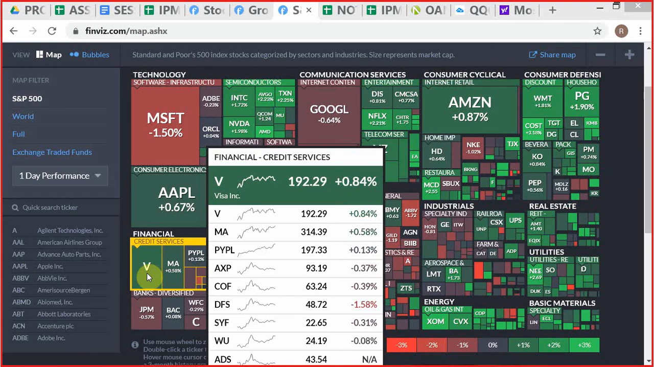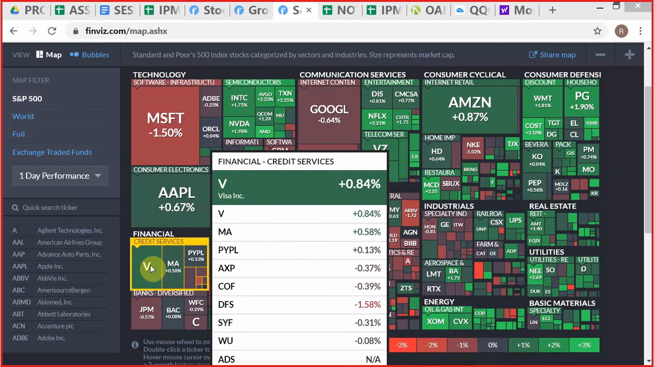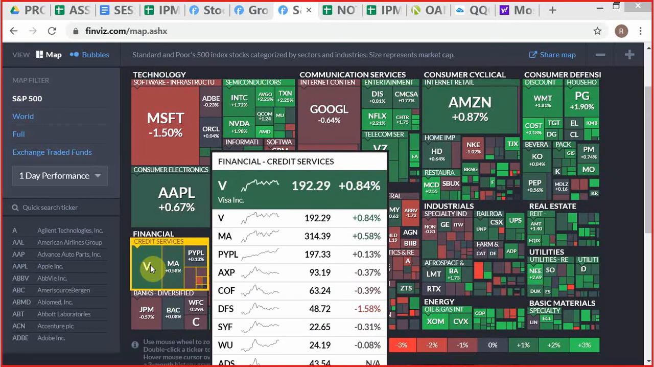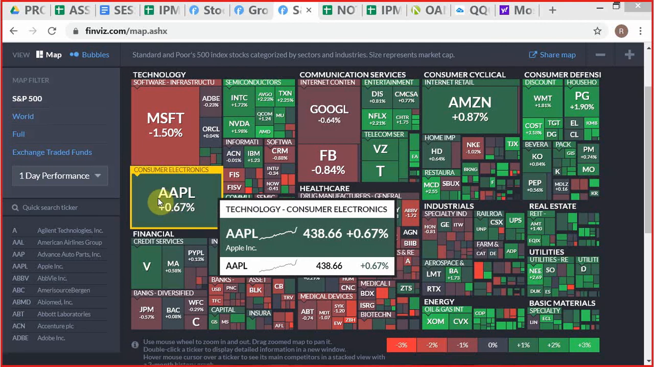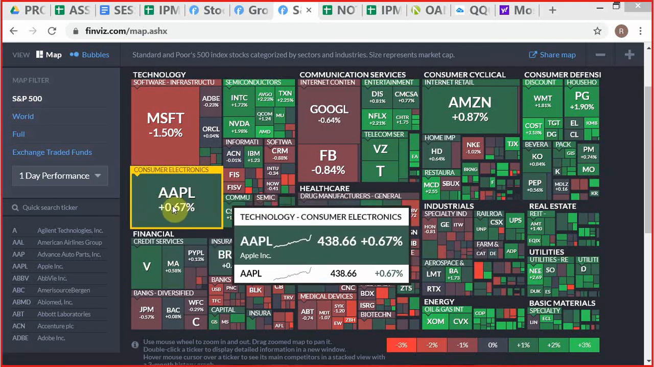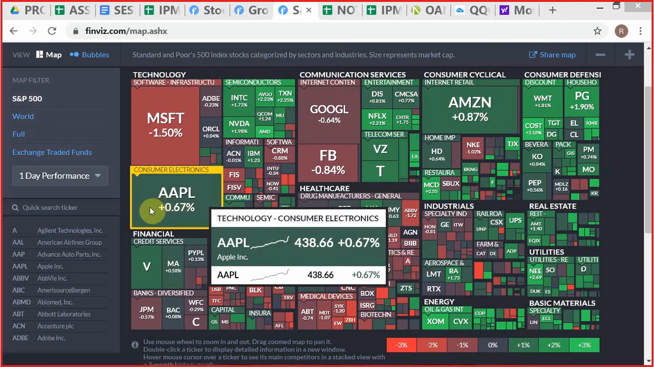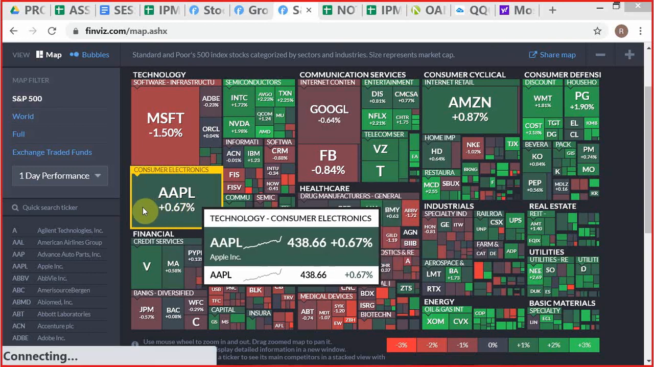I understand why people ask this question about sectoral distribution. Because he's looking at, when I put up Visa, it says financial credit services. So these are sectors. Like Apple, it says technology, consumer electronics. These are sectors, industry sectors. So that's why he asked the question. Am I right, Vipul? That's why you asked, right? Yes, sir. Yeah. So, but the answer to your question is no. This is not a sectoral distribution heat map, but the sectoral information is provided as an addendum when we highlight the stocks. But this is actually a stock-based heat map, individual stock-based, all right?